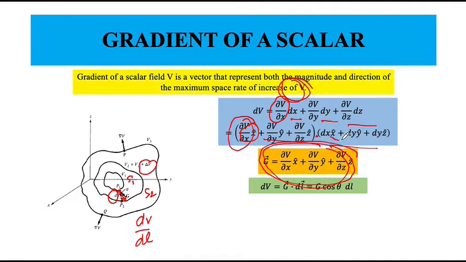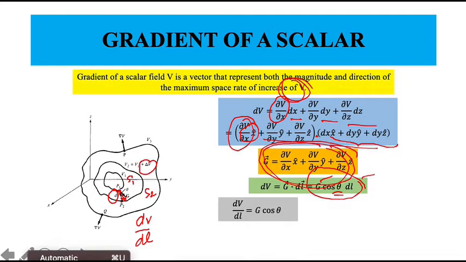Okay, and this is differential length in the Cartesian coordinate system. So I know that by using the dot product, G dot dl, a two-vector dot product, can be obtained by magnitude multiplied by cos theta. So dV by dl, where dl is the differential displacement from P1 to P2 and theta is the angle between G and dl.